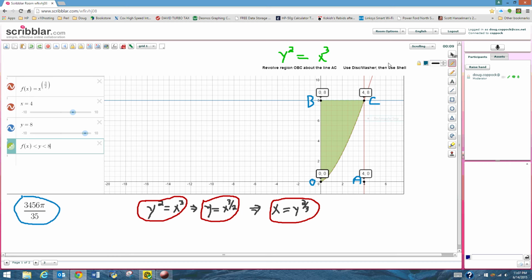So this particular video is going to focus on this problem right here. We're going to revolve the region OBC about the line AC. We'll first use the disk washer method, and then we'll use the shell method. This is the answer down here in the lower left-hand corner, 3,456 pi over 35.